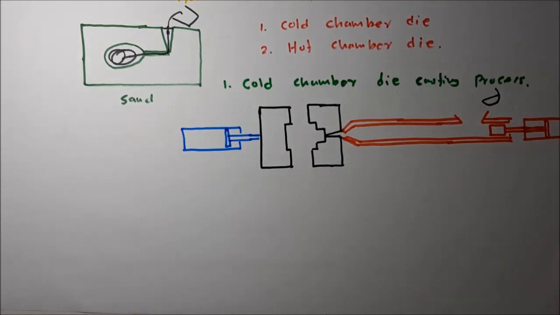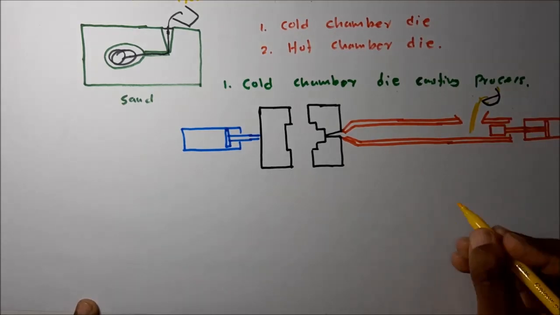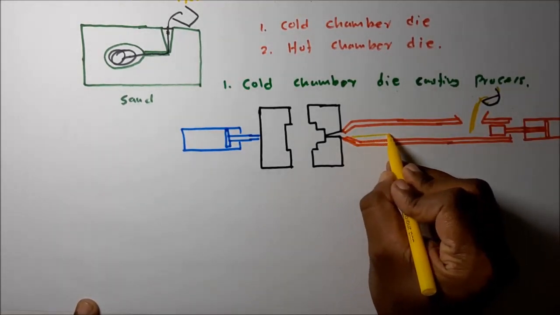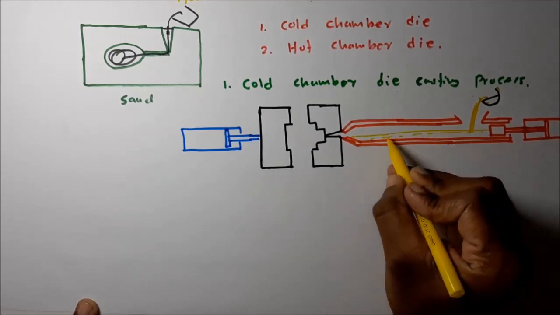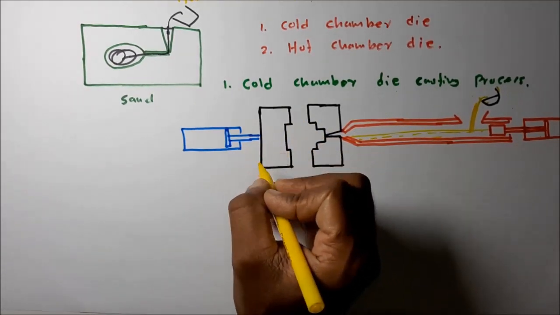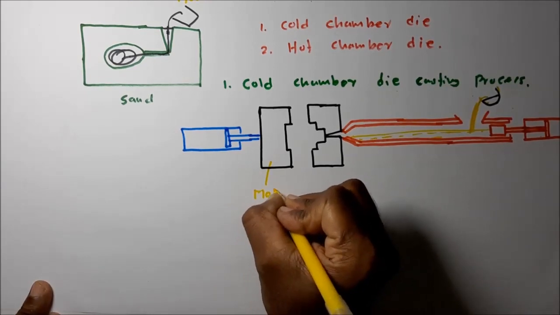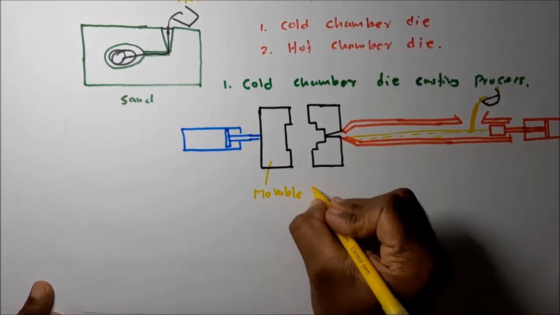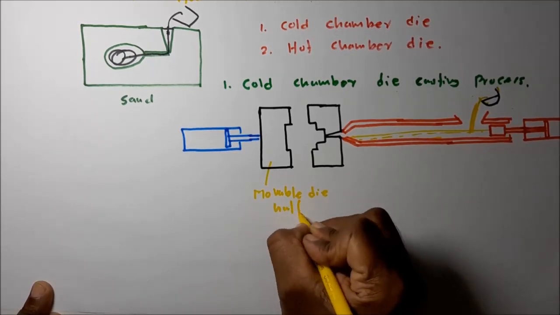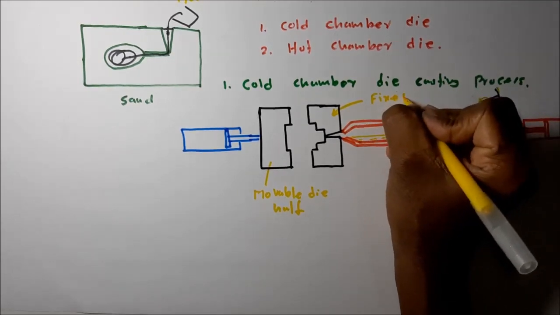Then what happens? Molten metal is poured into this cavity until the shot chamber fills with the molten metal. This part is called the movable half of the mold, the movable die half. Then this is the fixed die half.